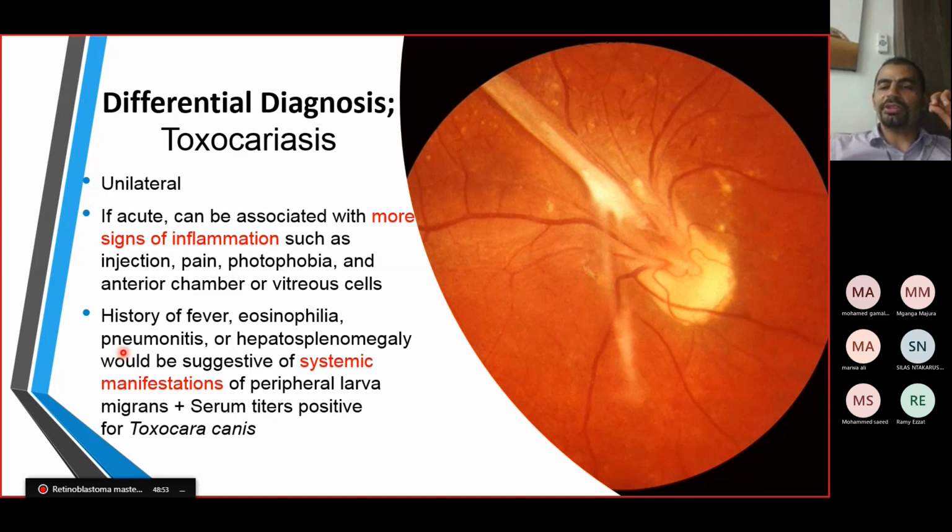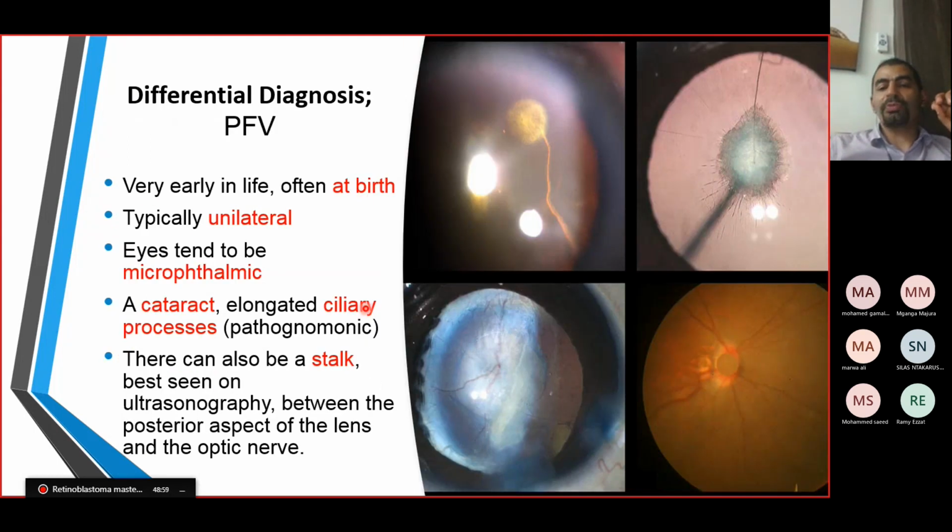Persistent hyperplastic primary vitreous, or what we call persistent fetal vasculature. Those patients will have this characteristic appearance. Just remember that one. You will find the ciliary processes appearing through the dilated pupil, and usually these patients have a bit of microphthalmia, so the axial length is shorter than average. Usually they have a stalk growing from the optic disc and crossing the vitreous and reaching the back of the lens. And it may have some blood vessels. So this one is extending from the optic disc and growing through the vitreous to reach the back of the lens. And sometimes it's highly vascular.